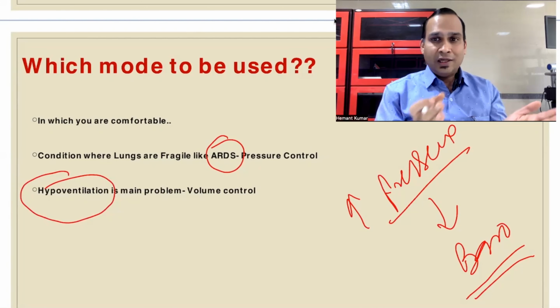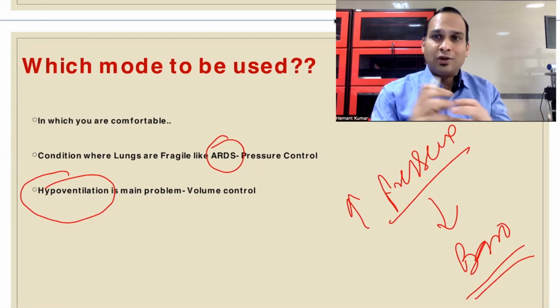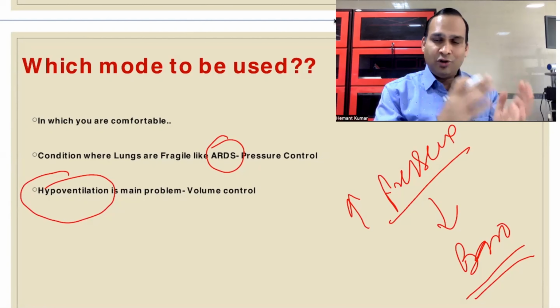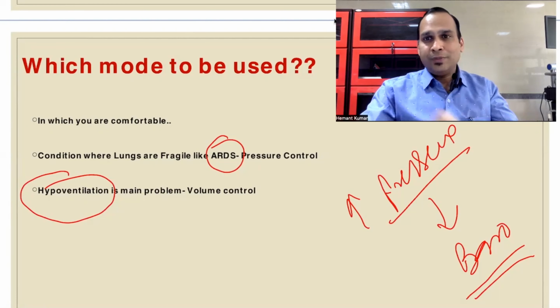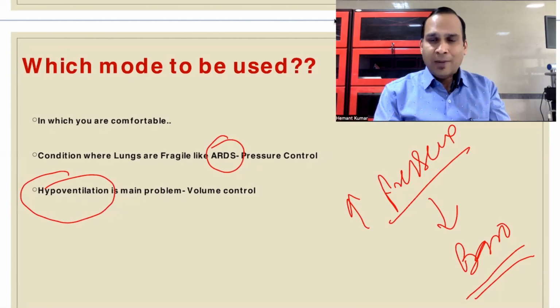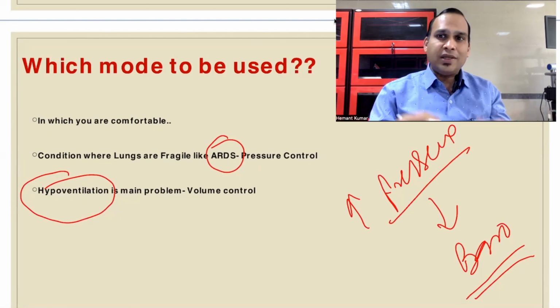So where we can control tidal volume, that is volume control mode, because we have to set the tidal volume, and accordingly the ventilator gives the pressure. So in case of hypoventilation, you can choose volume control. In case of ARDS, you can choose pressure control.